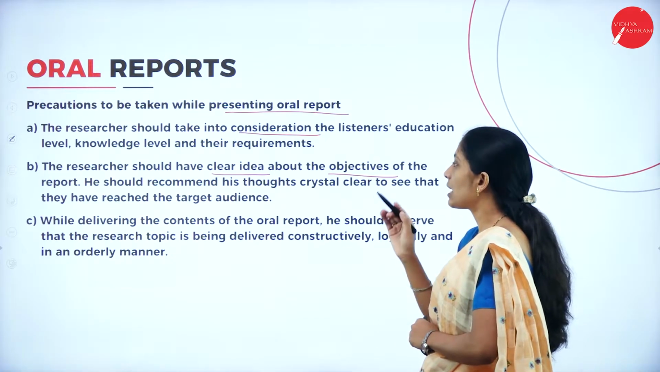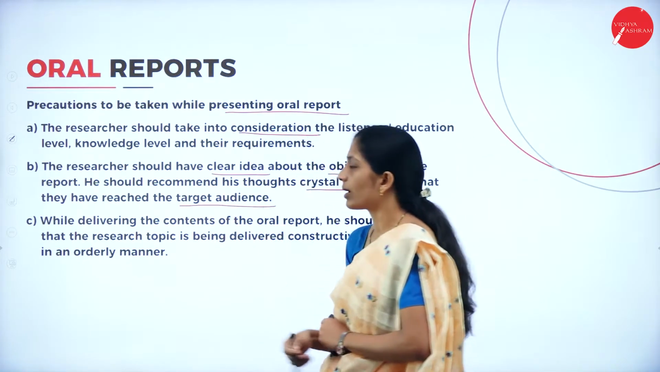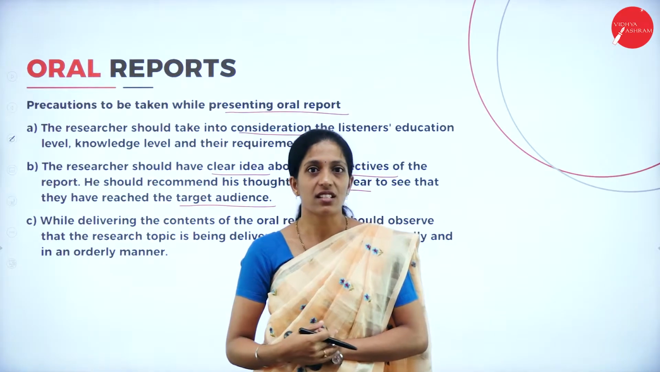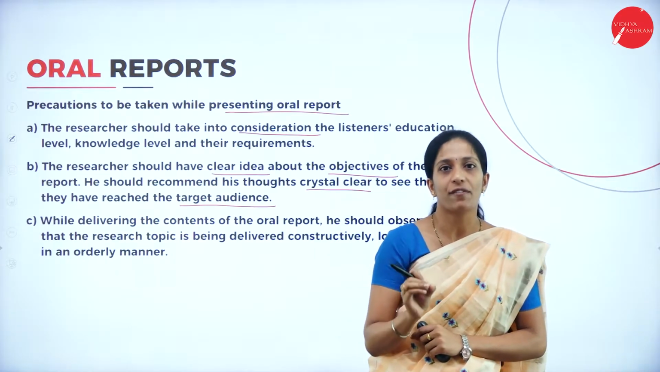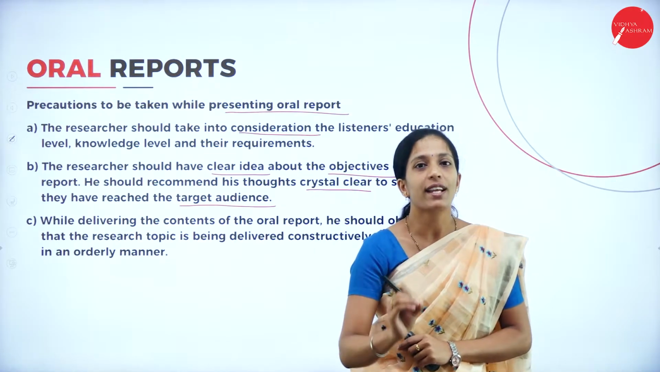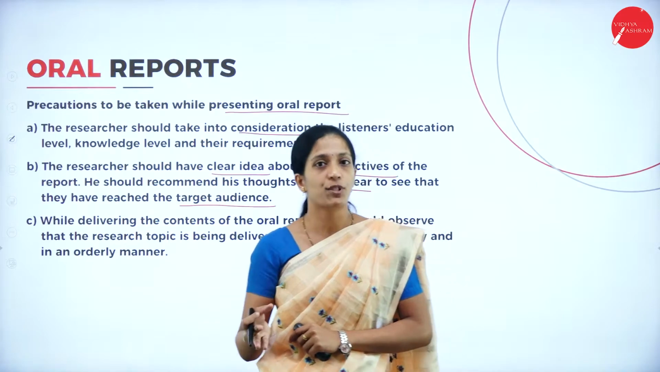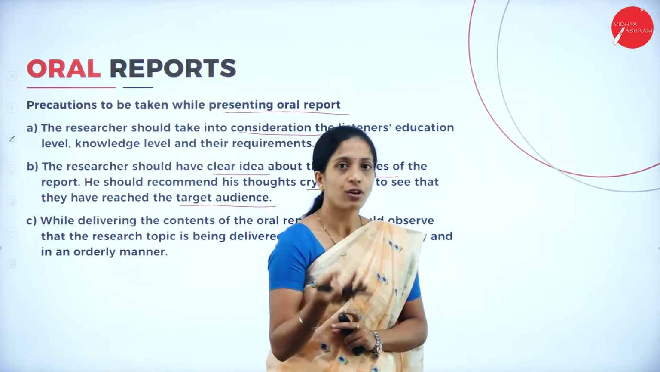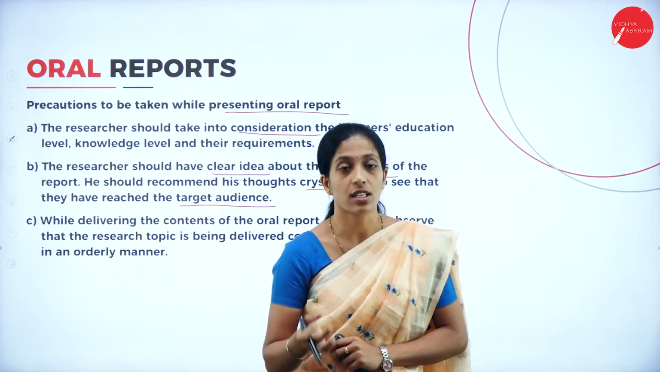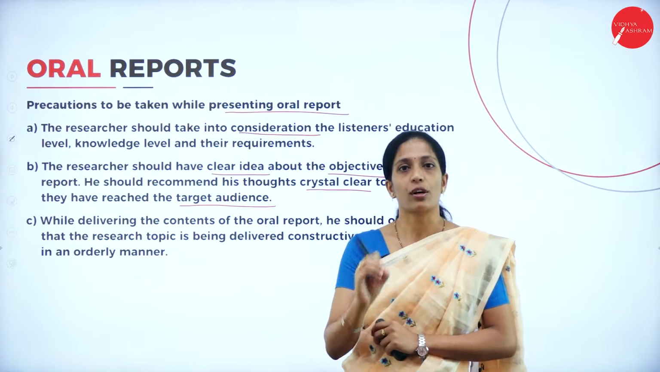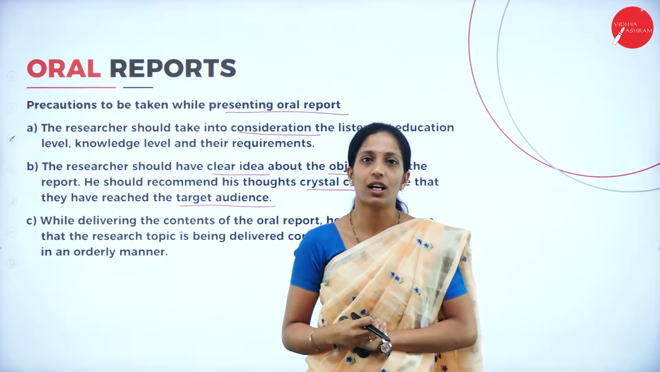Next one is the researcher should have a clear idea about the objectives of the report. He should convey his thoughts crystal clear to see that they have reached the target audience. Whenever he is going to present orally to the audience, he has to make sure that he stresses the objective of his research work carefully so that the audience have understood it properly. Without explaining the objective of the research work, if he goes on reporting orally to the audience, it is a mere waste. The audience also has to know what the objective is and what work the researcher has done. Everything has to be explained properly to the audience.